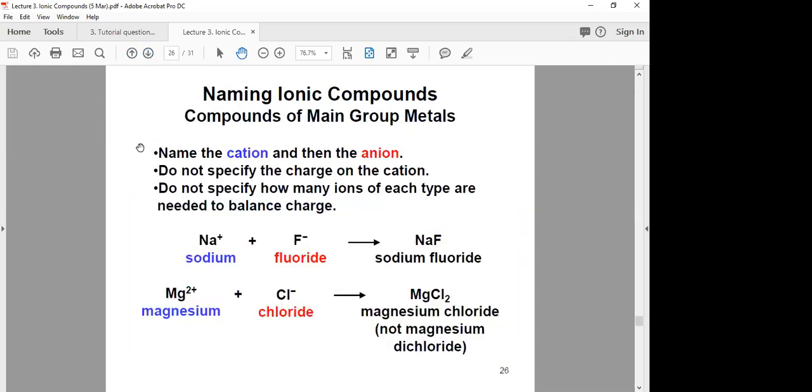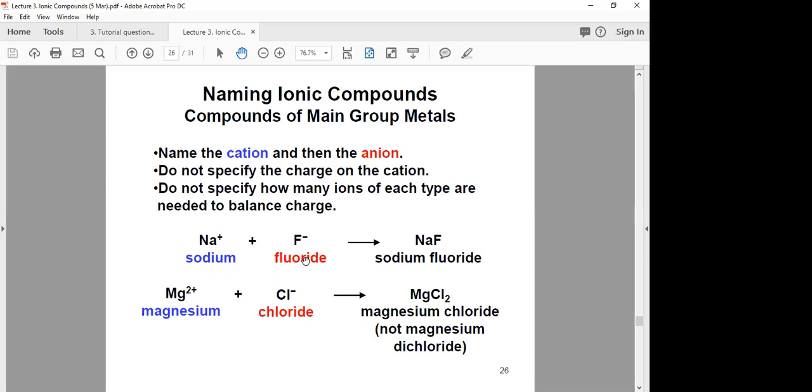All right, now let's look at naming ionic compounds once again, but now we're looking at naming the final compound that's formed. So name the cation and then the anion. Don't specify the charge, and don't specify in the name how many ions of each type are needed to balance the charge. This is one of the main differences between naming ionic compounds and naming covalent compounds. So let's look at some examples.